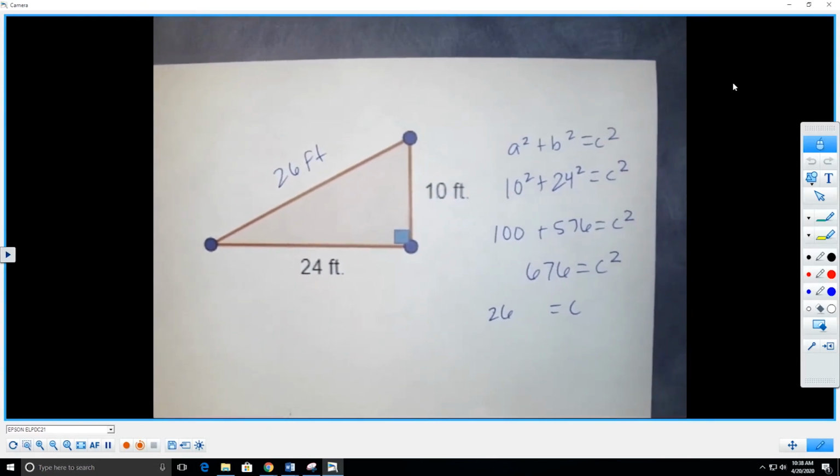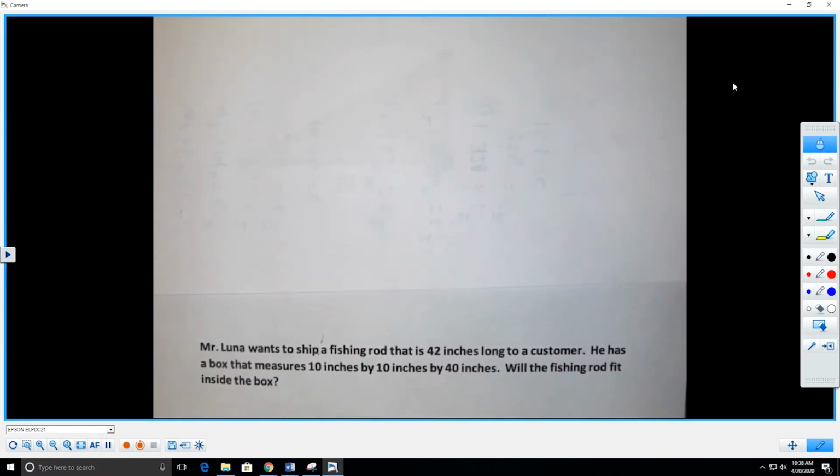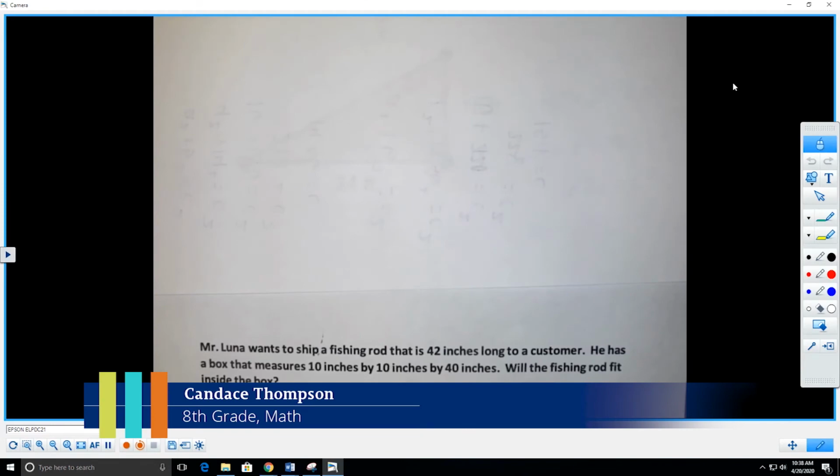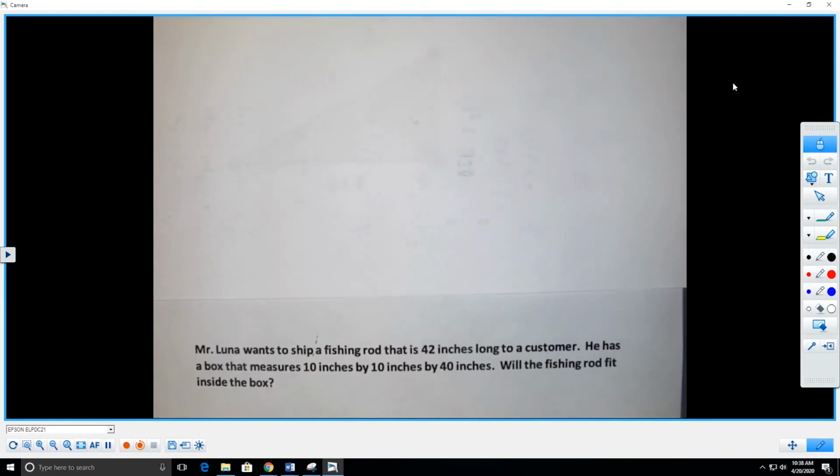Let's work on another shipping box problem. I'll read it aloud and you follow along. Make a sketch to model the problem. Mr. Luna wants to ship a fishing rod that is 42 inches long to a customer. He has a box that measures 10 inches by 10 inches by 40 inches. Will the fishing rod fit inside the box? Here's a sketch of the problem.